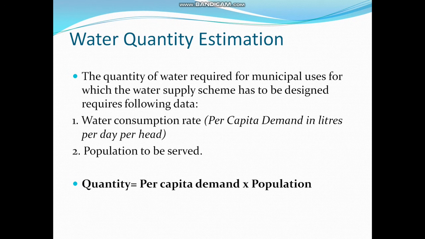So in this lecture, we have learned about various kinds of water demand which are very important in designing a water supply scheme. In our next lecture, we will focus on population forecasting methods along with the design period required for a water supply scheme.